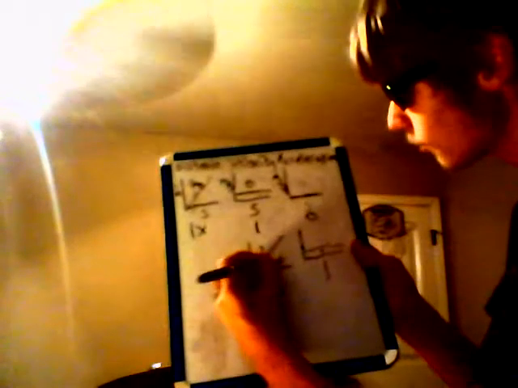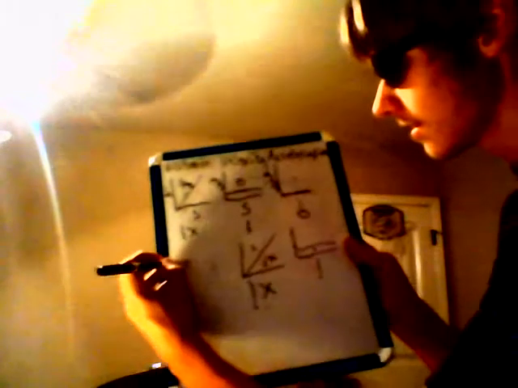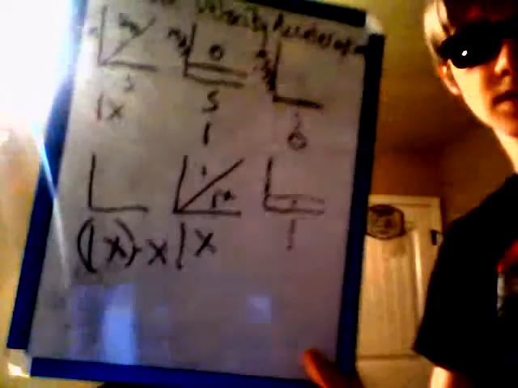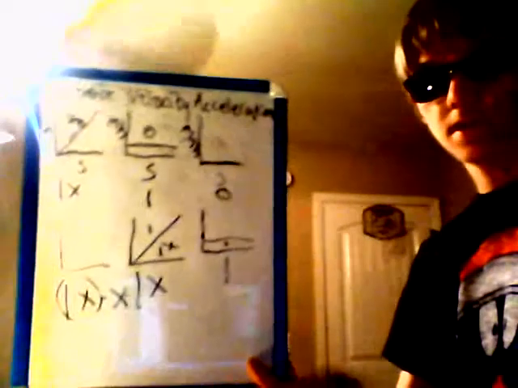The area between this is 1x, right? So you get 1x times x. Let me rewrite that. Okay. 1x times x. Yeah? Which is x squared. And x squared is a parabola.